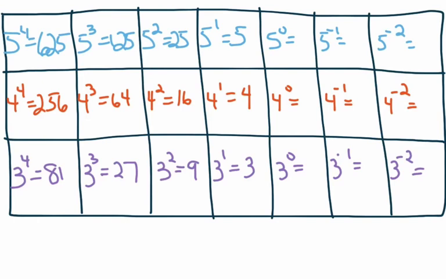So what I want you to do is take a moment and pause the video, and see if you can identify a pattern based on the values of these powers. In the top row, 5 to the 4th equals 625, 5 cubed equals 125, 5 squared equals 25, 5 to the 1st equals 5. See if you can figure out what the pattern is there to determine what the values are going to be for the next 3 powers that we have there: 5 to the 0, 5 to the -1, and 5 to the -2. All right, go ahead and pause and see if you can identify what the pattern is.